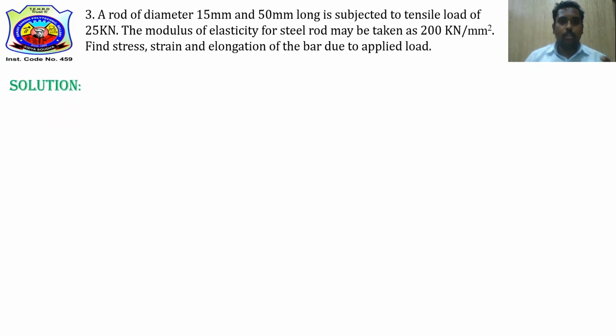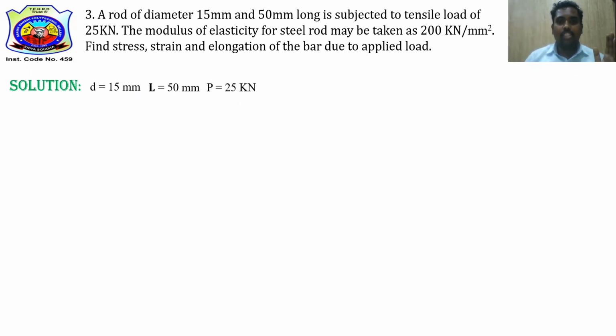Once again, I'll read the question carefully so that I can note down the given values, the given data. A rod of diameter 15 mm, so diameter is 15 mm, and 50 mm long, so that is nothing but length is 50 mm. It is subjected to a tensile load of 25 kilonewton. Tensile load is nothing but P equals 25 kilonewton.